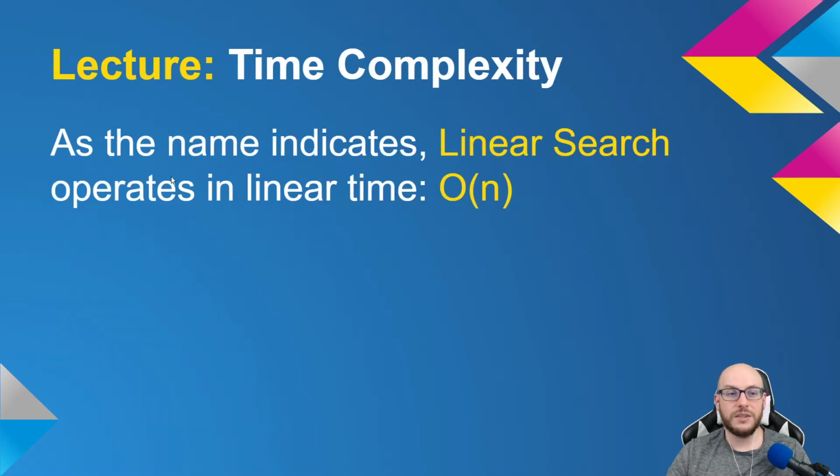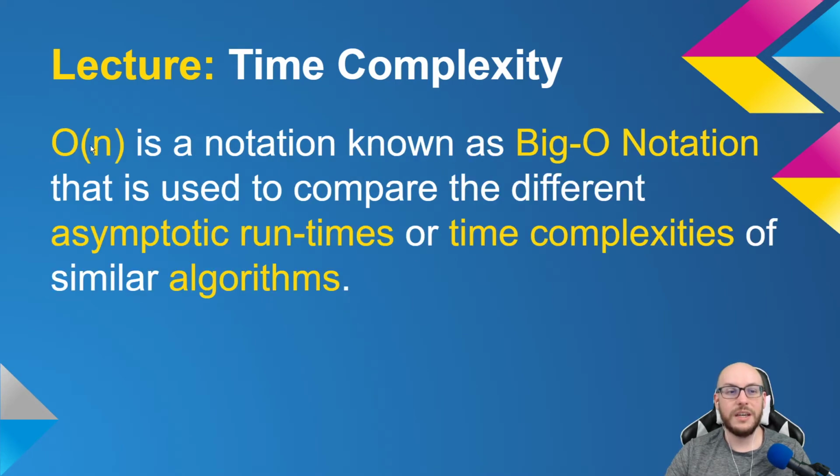As the name indicates, linear search operates in linear time. And then you see this crazy notation here, O parentheses N. That's going to refer to big O notation or time complexity. This O of N is a notation known as big O notation that is used to compare the different asymptotic runtimes or time complexities of similar algorithms. I'm going to loosely use these words interchangeably. Asymptotic runtime, time complexity, those words are very close anyway, but I may throw in big O notation when I mean one of these things.